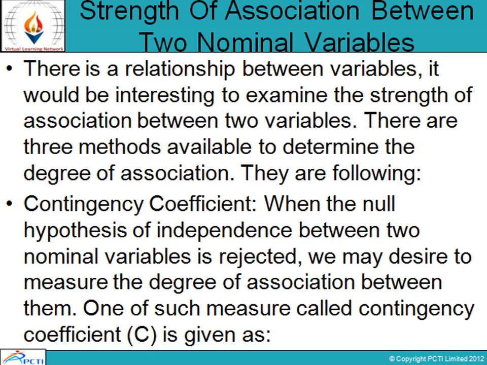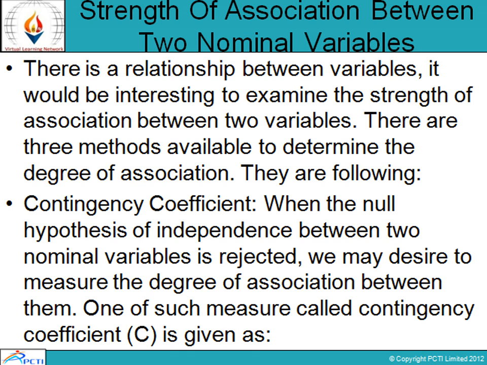Then we talk about the strength of association between two nominal variables. There is a relationship between the variables, and it is very interesting to note and examine the strength of association between these two variables. Now there are three methods to determine the degree of association. The first is the contingency coefficient. When we talk about the contingency coefficient, here the null hypothesis of independence between two nominal variables is rejected, and we also desire to measure the degree of association between them.